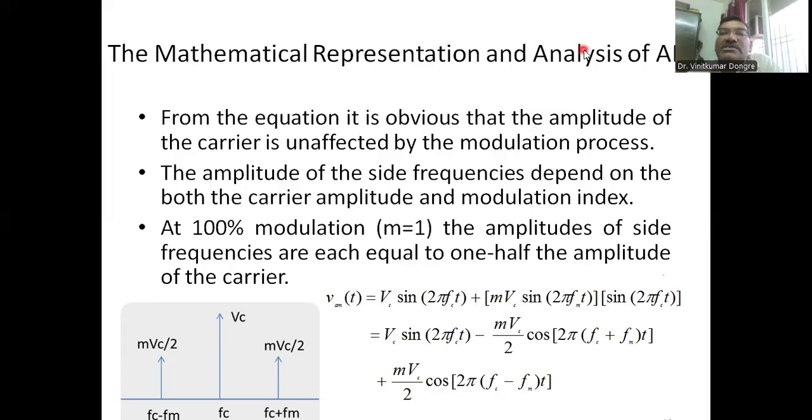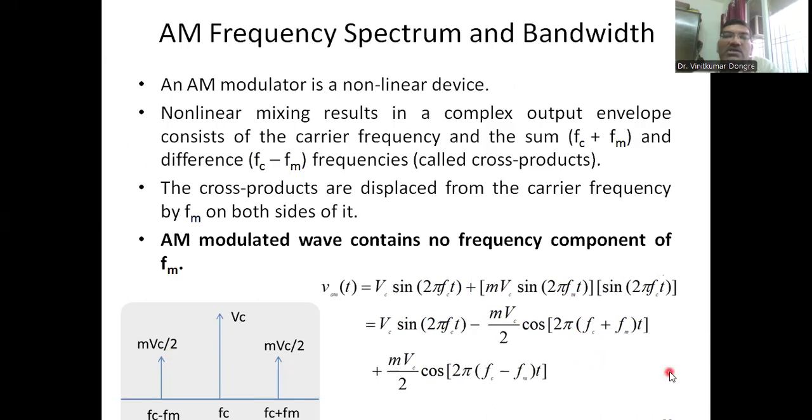Here, the mathematical representation and analysis of AM. As I told, these three components are there, which are represented in the graph of the mathematical representation. Three components are there. Modulation index, what the modulation index is, we are going to see. If it is AM, then this is the mathematical representation of the AM. Now the sidebands are there. This is the upper sideband and this is the lower sideband. Two sidebands are there.